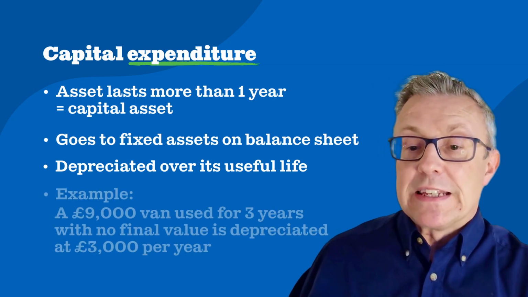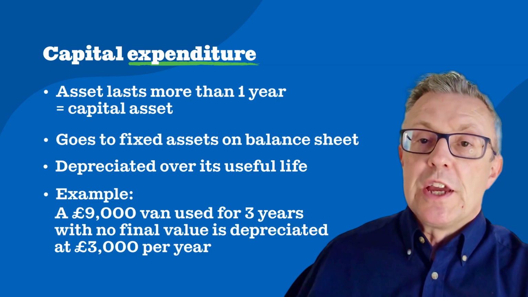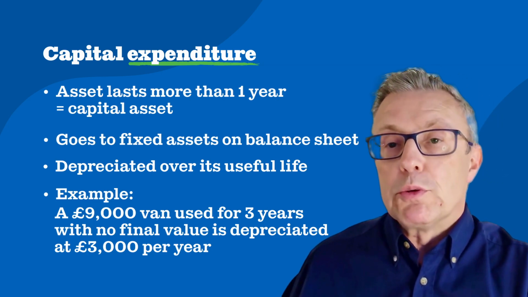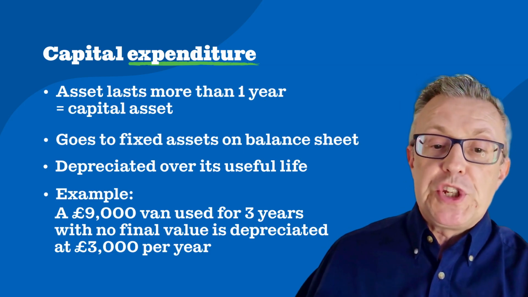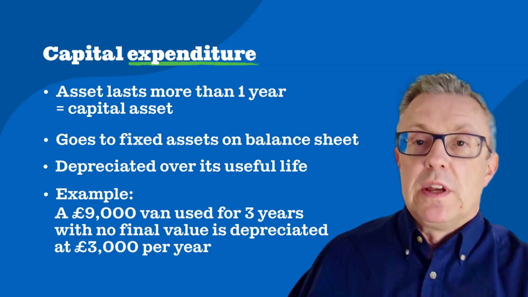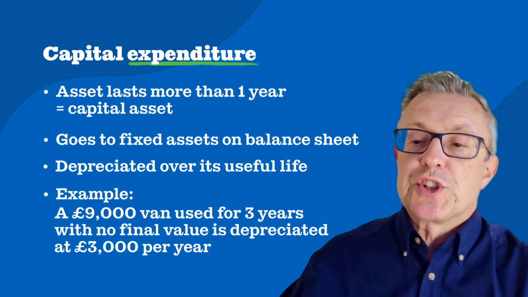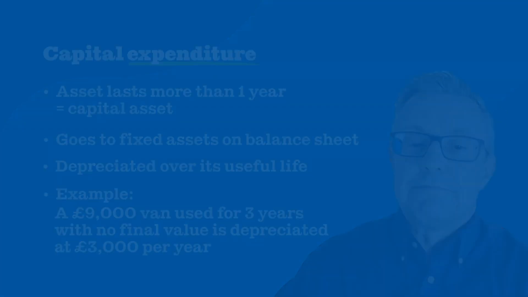If you buy a van that is, say, worth £9,000, you will use it over 3 years, and the residual value or final value will be zero. Then you depreciate that at £9,000 divided by 3 years equals £3,000 per year charged to your profit and loss account.